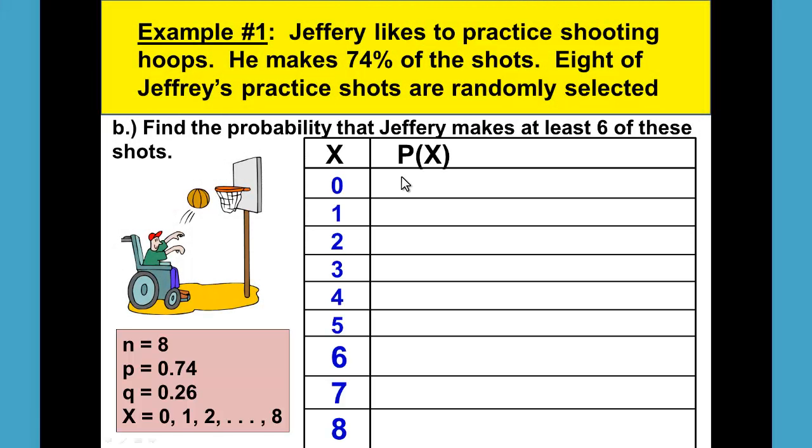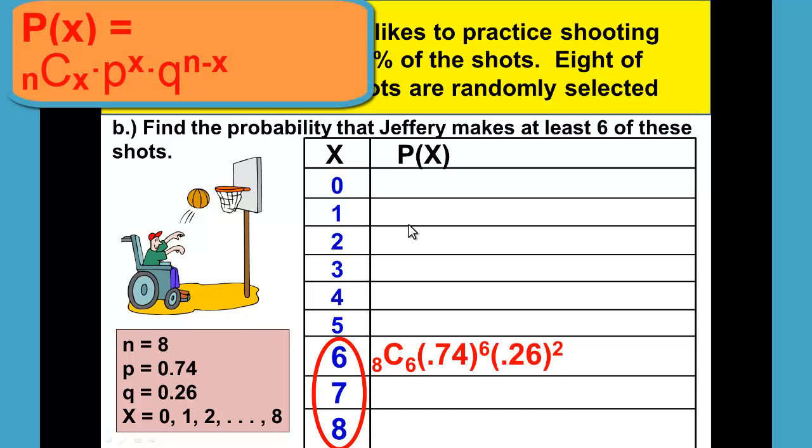We have our chart with our numbers 0 to 8, and since we're looking for at least 6 of these shots to be made, at least means 6 or more shots to be made, so that would be 6, 7, and 8. I'll take a second to say, if you're still struggling with the phrases at least or at most, I do have a video on those phrases, and it may help. Let's look at the formula for 6, 7, and 8.